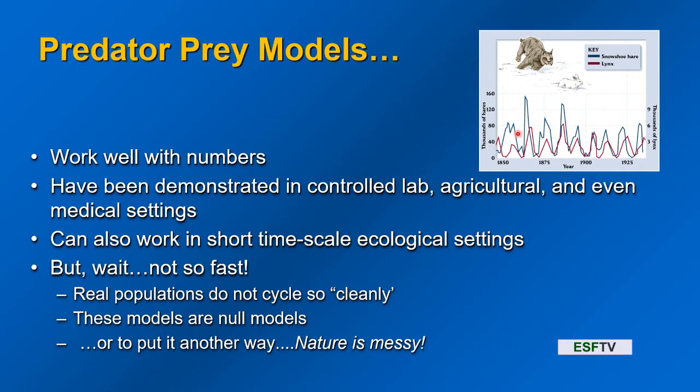So, as I say at the bottom here, not so fast. Real populations do not cycle so cleanly. These models are null models. That is, in a perfect setting, this is what you'll see, probably. We don't have any weather or changing climate, changing weather, shorter term, but climates also. We don't have humans getting up there and offering their little stirring of the pot, if you will. So nature is messy. We have to acknowledge that.